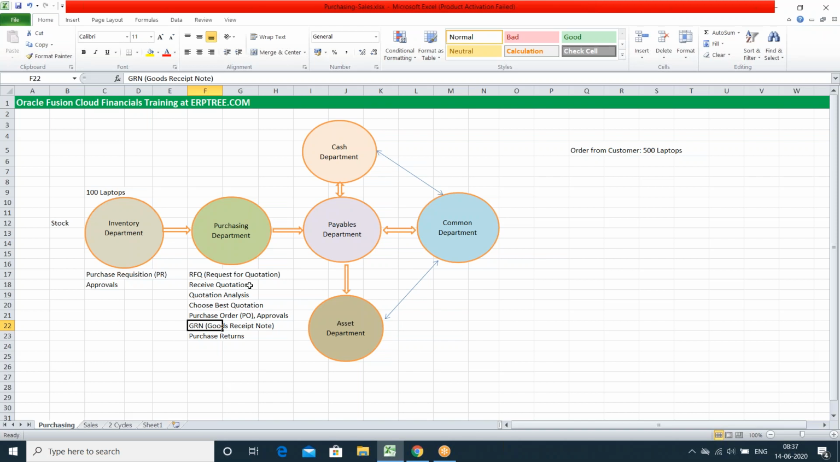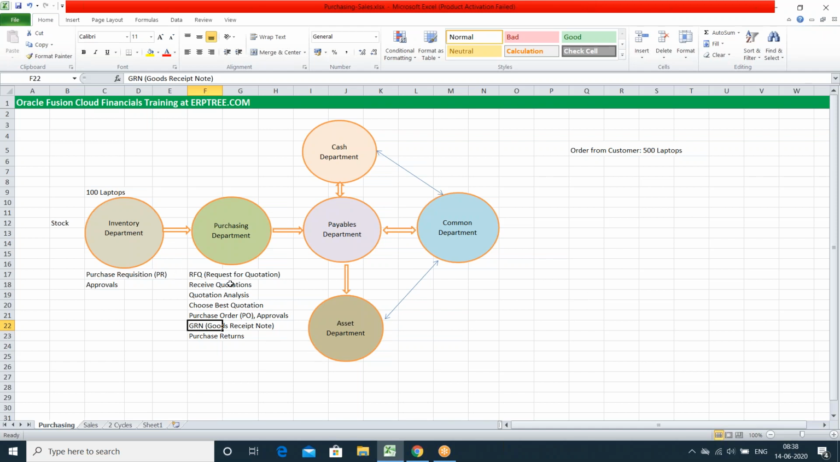They cannot make the payments. Payments should be processed by the payables department. The purchasing department will share this GRN information with the payables department, saying from so and so supplier, so and so quantity we purchased, and we just committed with that supplier to pay within 10 days. Please take care of it.